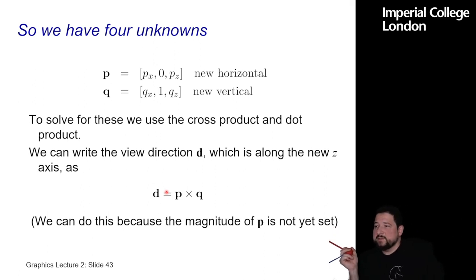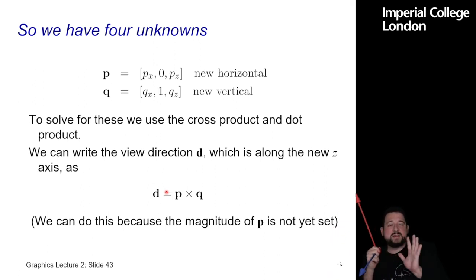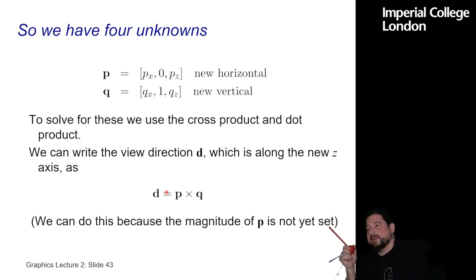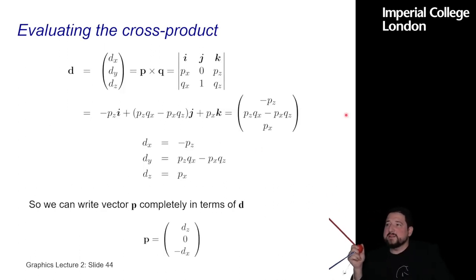And so we can do this because the magnitude of P and all of these is not really set yet. I've just defined it needs to be a unit vector along these directions. So we evaluate this with the cross product. Just plugging in gives us correspondence equations where we say dx equals minus pz, dy is a slightly longer term, and dz equals px. It's just by working it out, by plugging it into the formulation of the cross product. So we can write our vector p completely with components of our desired direction vector d. In this case, it's dz, 0, and minus dx. So this is our new vector p.